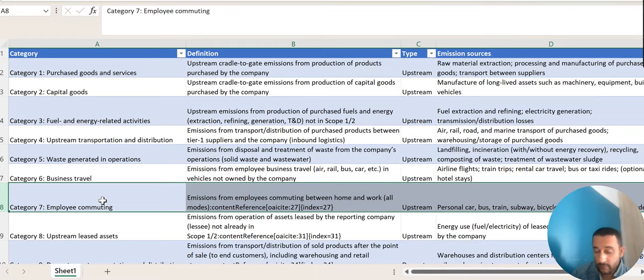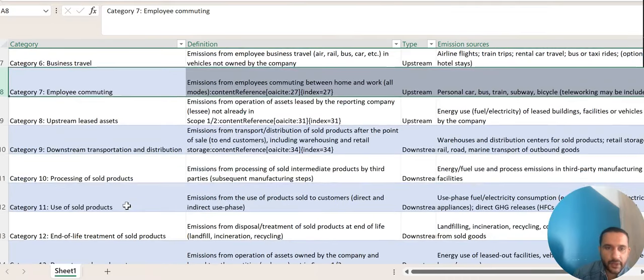Employee commute, a lot of moving factors involved in employee commuting, but you can get the data, right? It's not very difficult to get this kind of data, right?